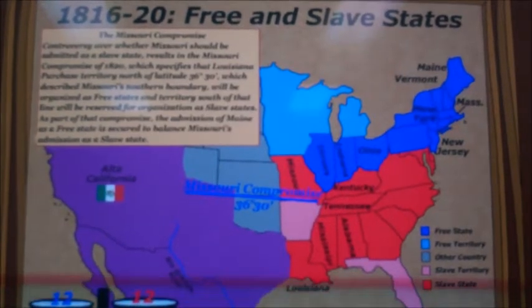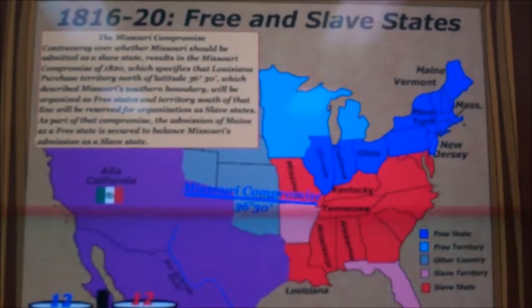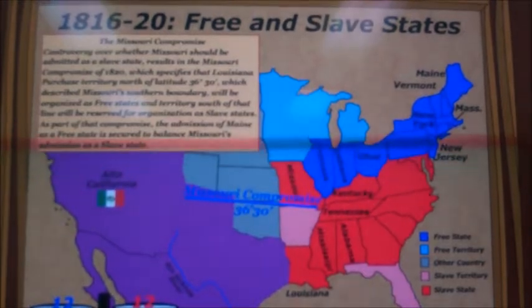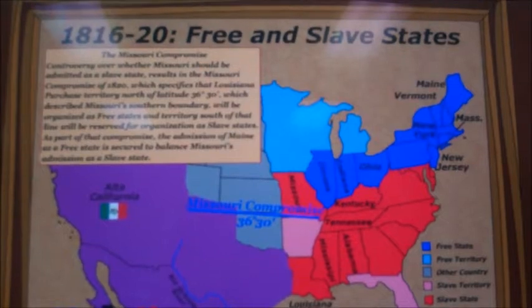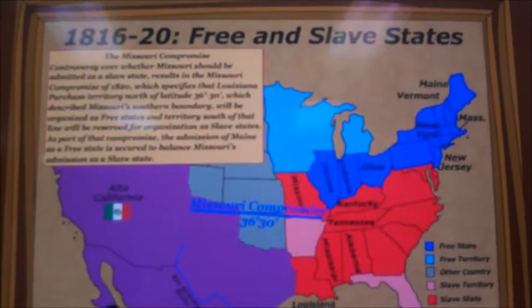The Missouri Compromise said that Louisiana Purchase territory north of latitude 36 degrees 30 north will be free and anything under that is slave. To balance Missouri as a slave state, they bring in Maine as a free state.